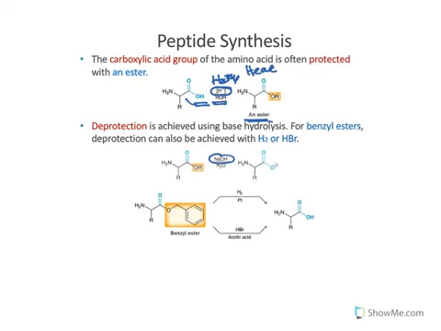Sometimes when we form benzyl esters, then the deprotection can be achieved using hydrogen and palladium or even the use of acetic acid in the presence of hydrobromic acid. That can help us to do the deprotection.